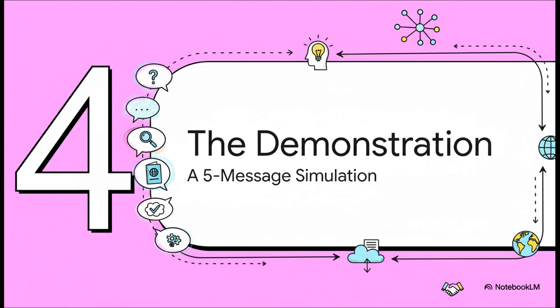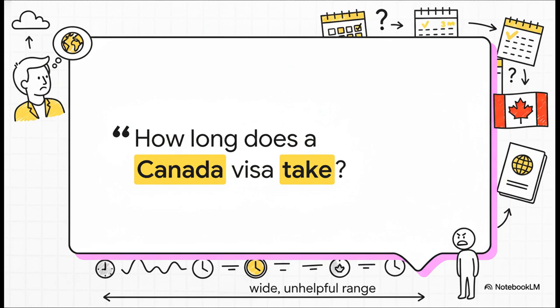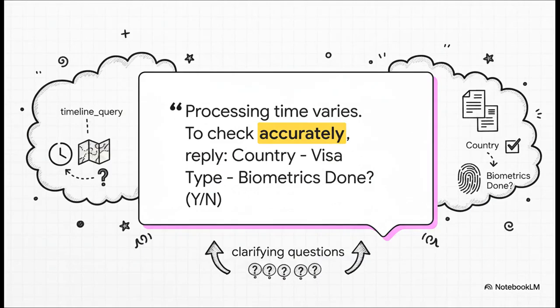All right, enough with the diagrams. Let's see this thing in action. I've put together a quick demo so you can see for yourself how this architecture translates into a real, helpful conversation. So, let's start with a super common question, but one that's also pretty vague. How long does a Canada visa take? Now, if you go to a typical website, you're probably going to get a really wide, unhelpful answer, right? But watch what VisaMate does. It's way smarter. The intent agent immediately flags this as a timeline query, but recognizes it doesn't have enough info.